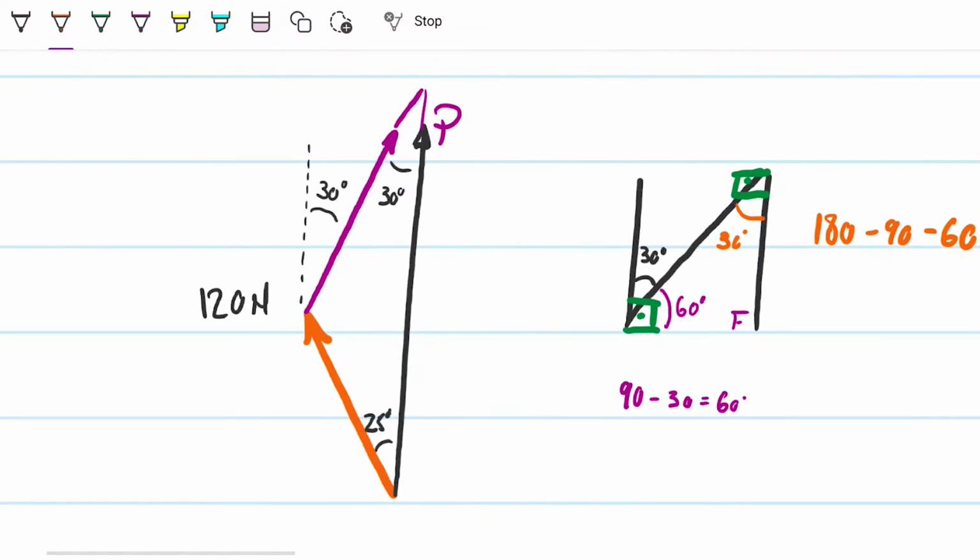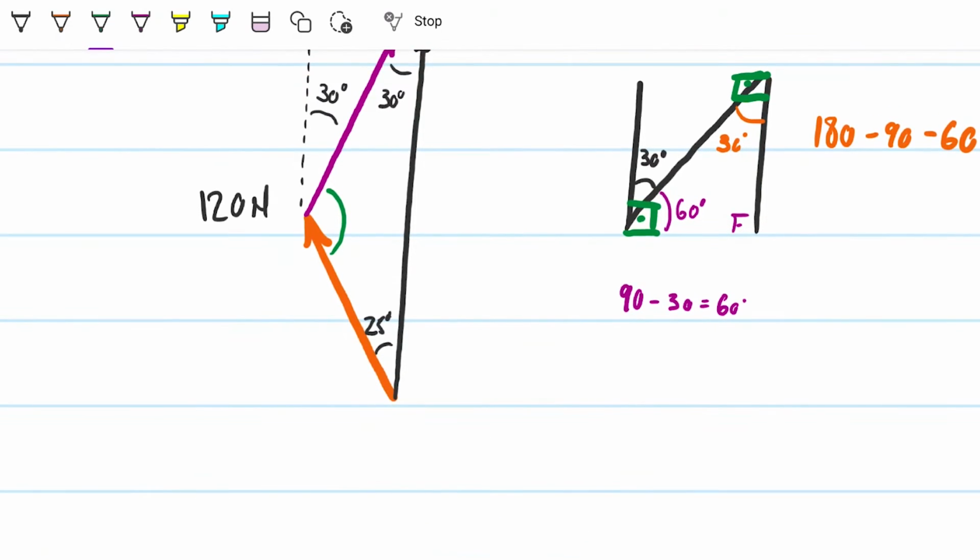So we have a triangle with 30 and 25, which means that this guy here needs to be 180, the total of the triangle, minus the 25, minus the 30, which gives us 125.